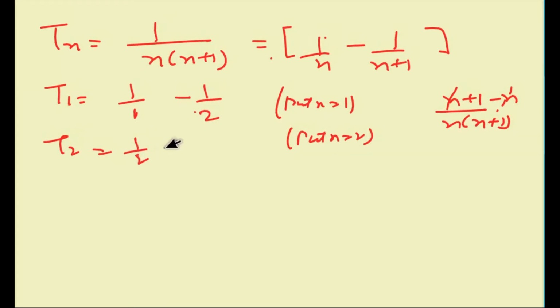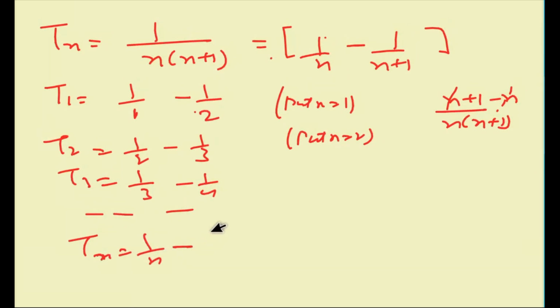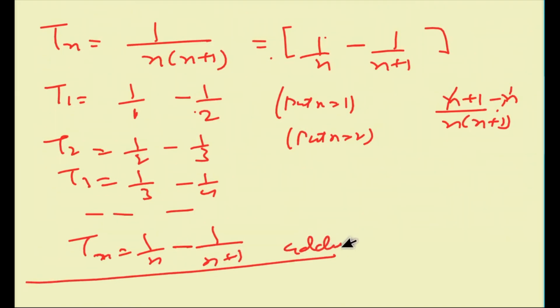We get 1 upon 2, 1 upon 3, T3 equal to 1 upon 3 minus 1 upon 4 and so on. We get Tn equal to 1 upon n minus 1 upon n plus 1, and adding it, how can we check here? 1 upon 2 is cancelled, 1 upon 3 is cancelled, so we can find T1 plus T2 plus T3 plus Tn, that is Sn.